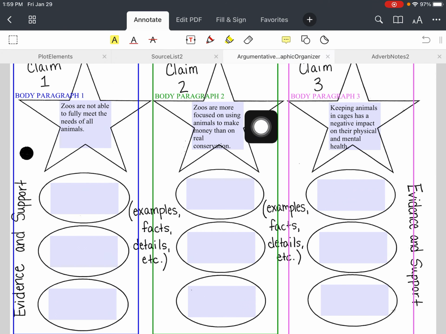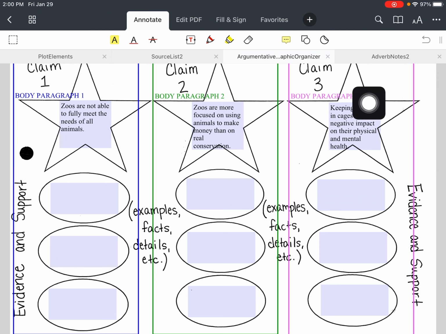Claim 2, zoos are more focused on using animals to make money than on real conservation. So there were multiple cons that talked about the fact that they're making money off of these animals. They're not really helping the animals as far as like their breeding goes because they can't let them into the wild afterwards, things like that. So I took that information and I made a general reason. Now that information is where I will talk about down here, but you don't want to get too specific up in your claim.